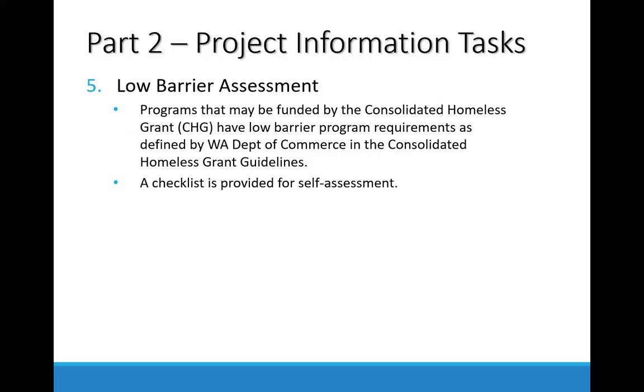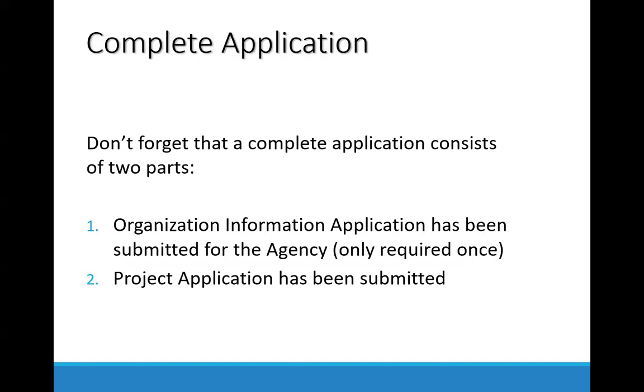Low barrier assessment: programs that may be funded by the Consolidated Homeless Grant, or CHG, have low barrier program requirements as defined by the Washington Department of Commerce in the Consolidated Homeless Grant Guidelines. A checklist is going to be provided for self-assessment. And don't forget that a complete application consists of two parts: the organization information application, which is only required once, and then the project application that's been submitted.